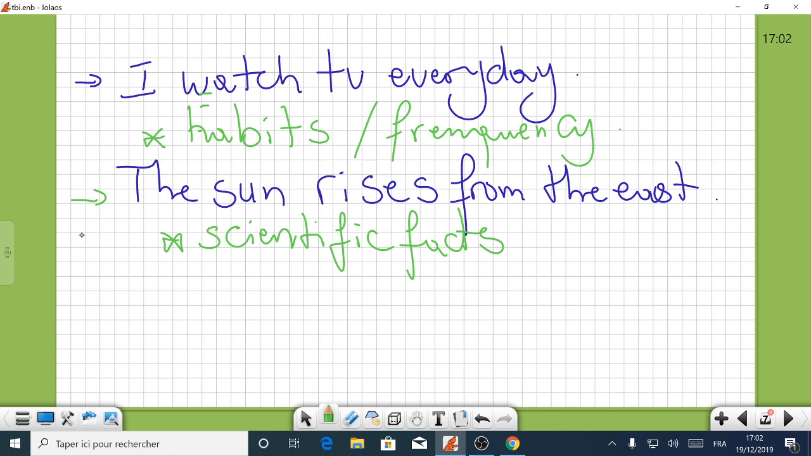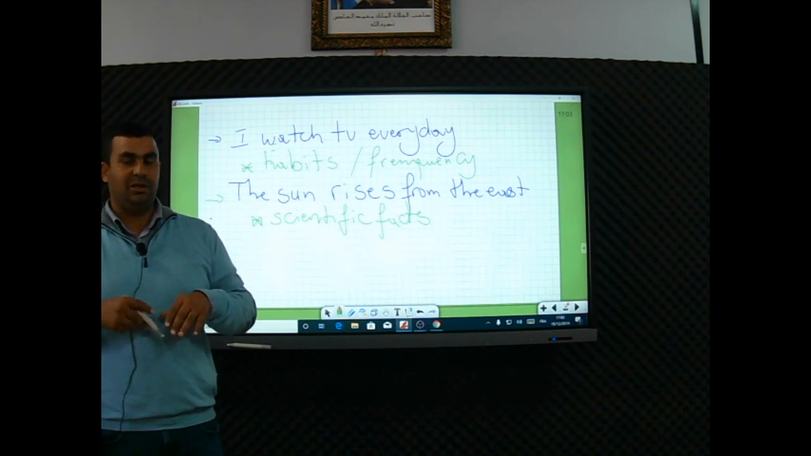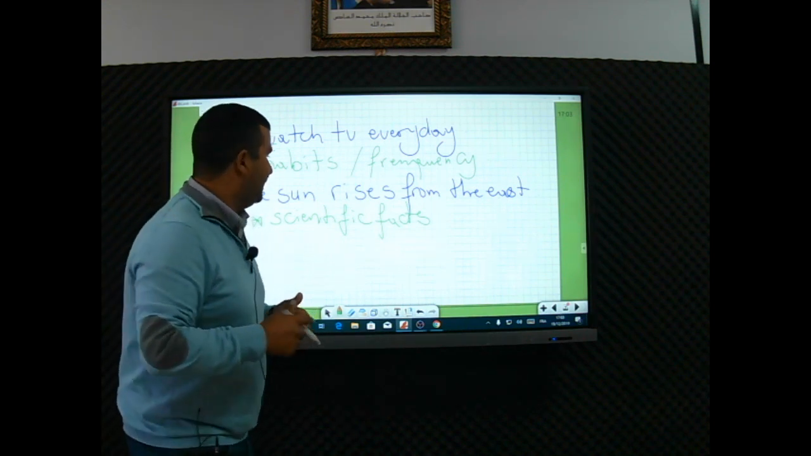The next one is the sun rises from the east. Here we have what? A scientific fact. So we use the present simple for two reasons so far: when we have habits and frequent actions that we do in our everyday life, and when we have scientific facts. That's why in the literature of science, they always use the present simple when we talk about natural phenomena, etc.